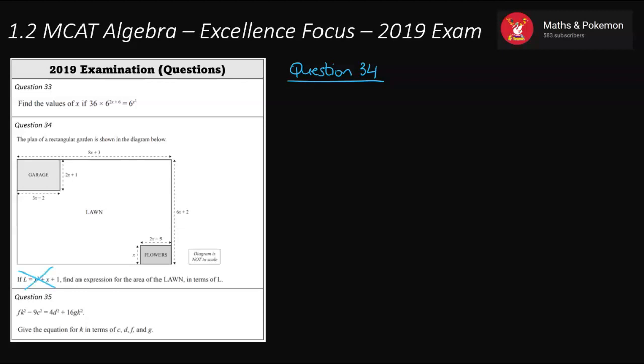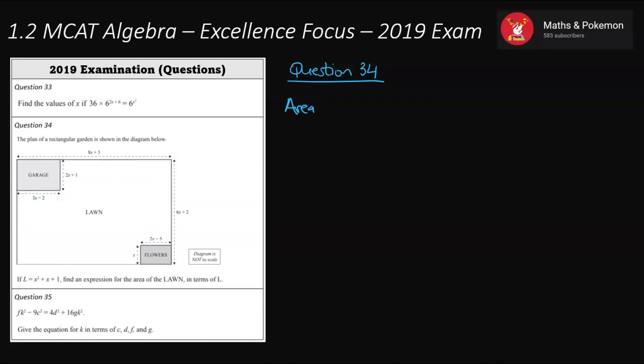Don't worry about this L nonsense for now. What our first step needs to be is coming up with an algebraic expression for the lawn in terms of x. We'll get to the L later on. So let's think about that. The approach I'm taking is I'm going to find the area of the total section, and then I'm going to subtract the area of the garage, and I'm going to subtract the area of the flowers, leaving me with the expression. So let's get into that.